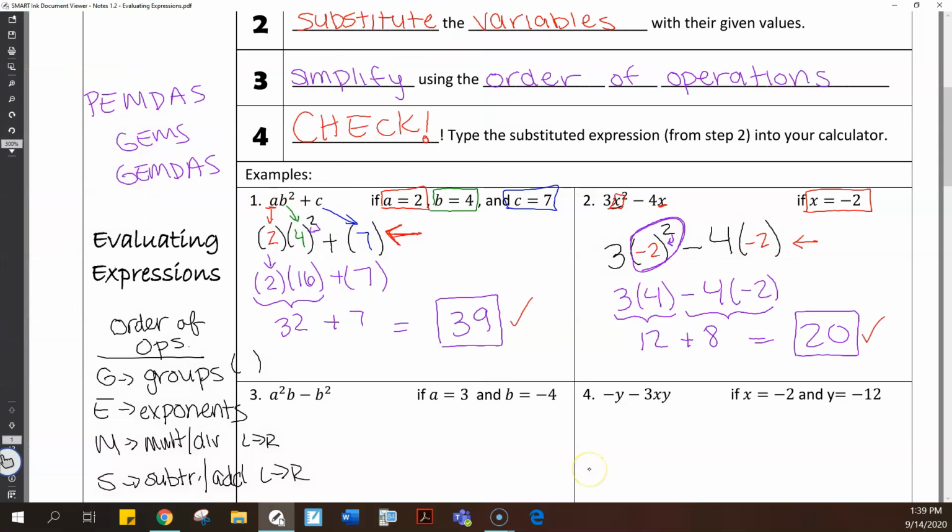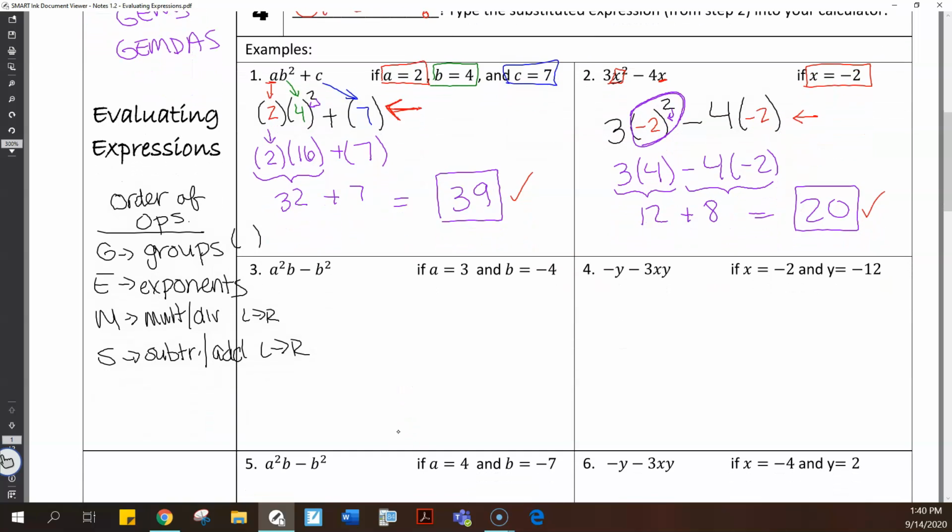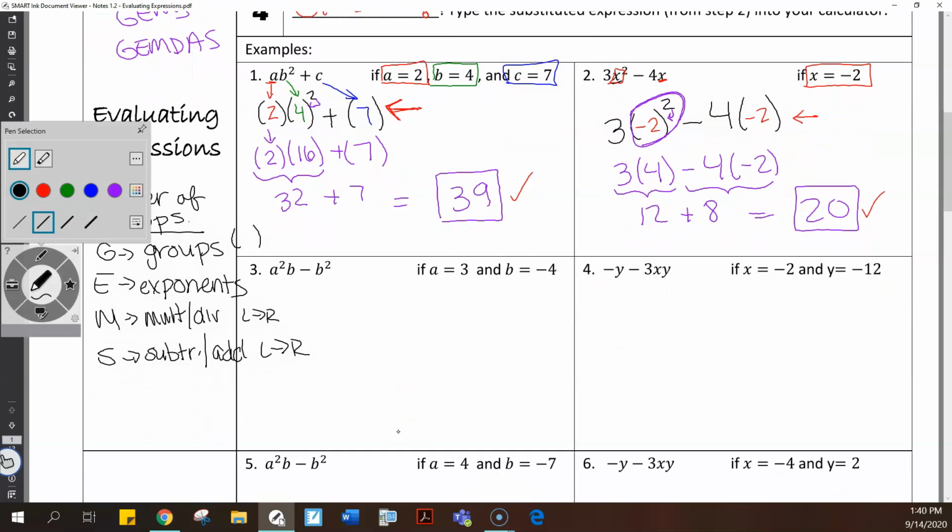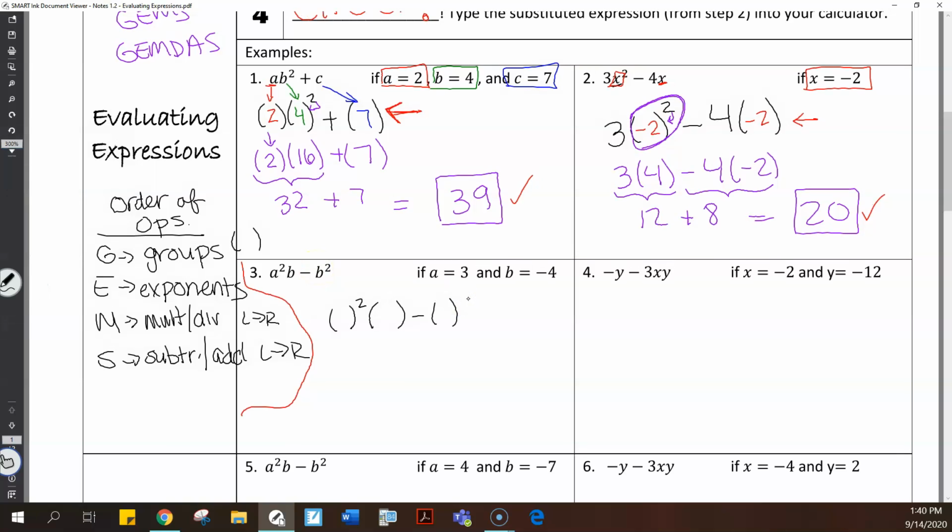Let's get into some trickier ones. Number 3, I've got a squared b minus b squared. I'm going to write this exactly the way I see it, but I'm going to replace all of my variables with open parentheses. So a becomes a set of parentheses. The squared has to stay there. B becomes a set of parentheses. Minus stays there. B becomes a set of parentheses, and the squared stays as it is. So the only thing that has changed here is that each of these variables became open parentheses.